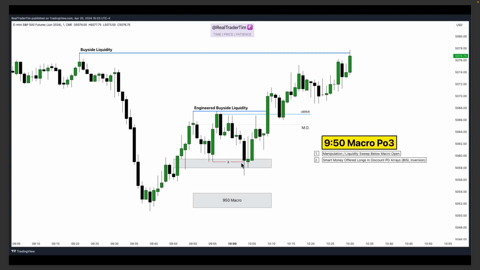Then what do we see? This BISI, the bodies respect it, and not charted here again, just for clarity purposes, we see an inversion that is getting worked during a macro, okay? Just to kind of, again, talk through the rest of this delivery and adding some concepts.